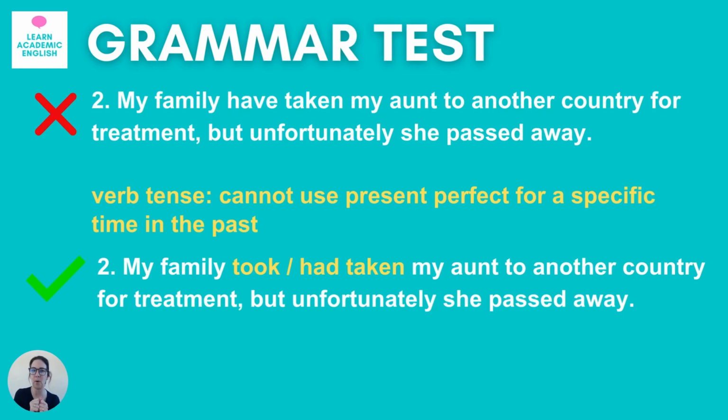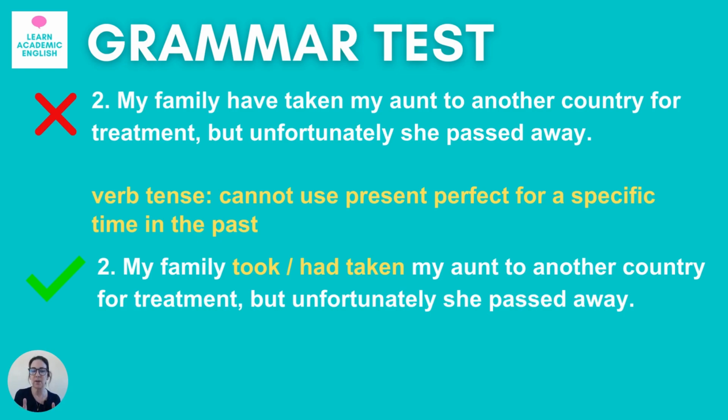So think about that for a moment. If you see this sentence, do you know which one happened first? My family took my aunt to another country for treatment, or she passed away. Well, of course, took her to another country happened first. She passed away, that happened second. Because the order of events is clear, we don't need to use past perfect. For that reason, most native speakers will just use simple past.